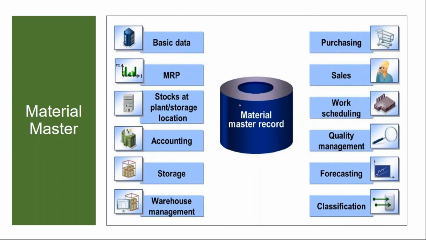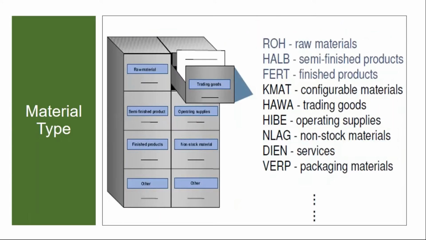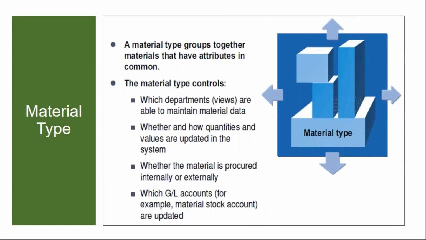So that is an information they will maintain. Okay. So before going into the system and creating a material, we need to understand a concept called material type. Material type groups together materials that have attributes in common. So materials with the same nature are assigned a material type. Whenever you are creating a material, material type is mandatory. You have to assign it to a material type.